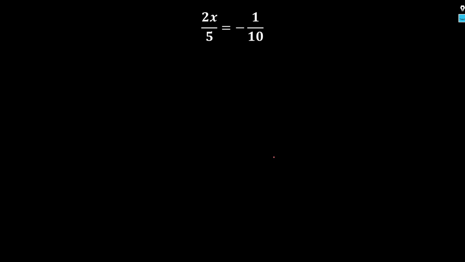Let's see. That's 2x over 5 equals negative 1 over 10. Imagine this. If you decided to multiply both sides by 5, pwede, technically. Pinapayagan ka ni MPE na gawin yan. This cancels out the 5 on the left, leaving you with 2x.